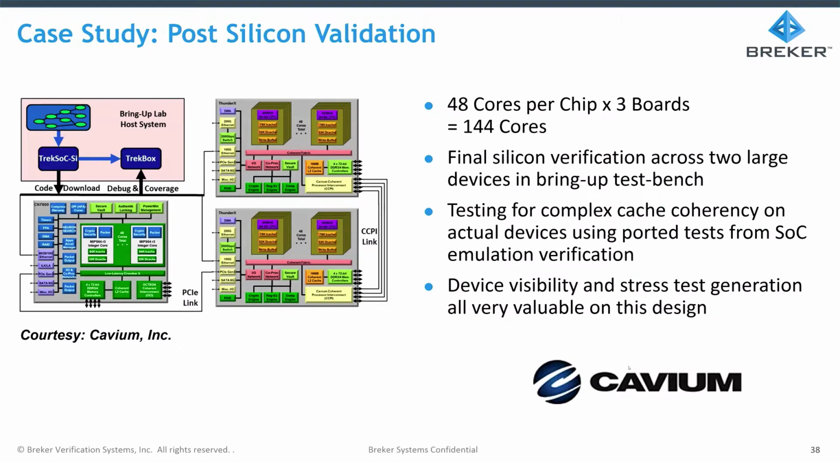Another one that I think is interesting is a post-silicon application. This is Cavium, now Marvell. They were building chips with 48 CPUs per core, and they could gang multiple boards together into one system. And we were verifying 144 cores connected with coherent fabrics in post-silicon, all off of this coherency app.